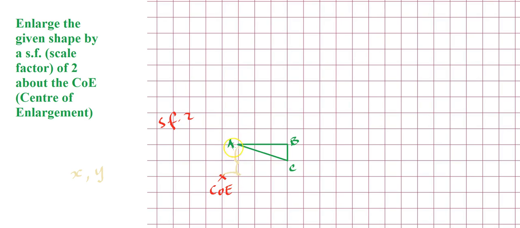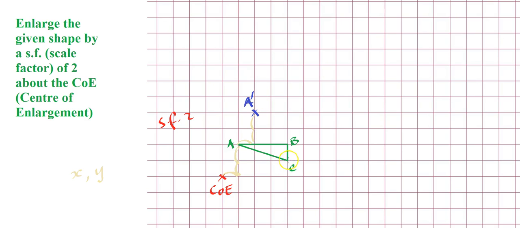And I'm going to enlarge this shape by enlarging each point from the center of enlargement. So to get to A, it's 1 across and 2 up. That's scale factor 1. And to do scale factor 2, I just repeat it one more time. So it's across 1 and then up 2. So A dash is here.